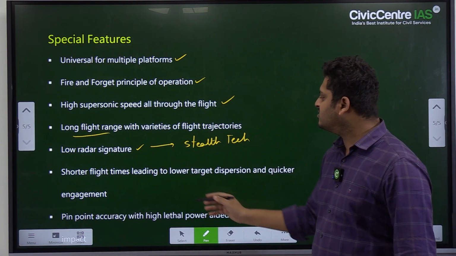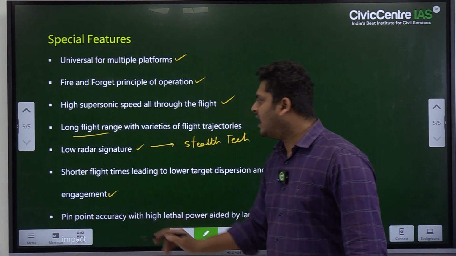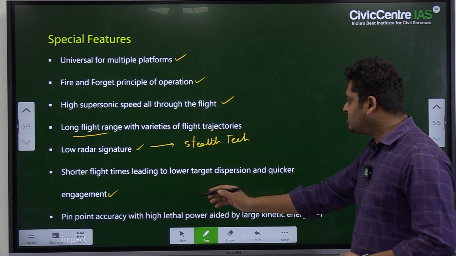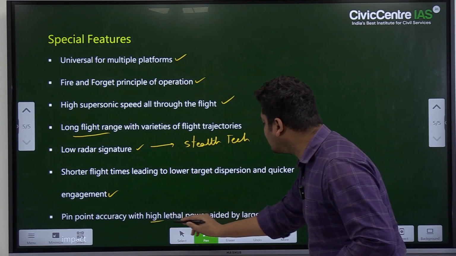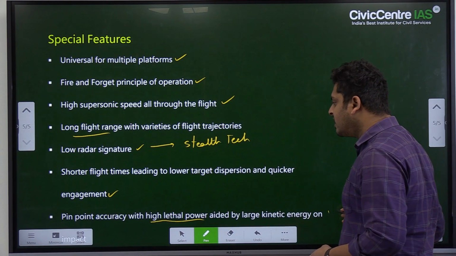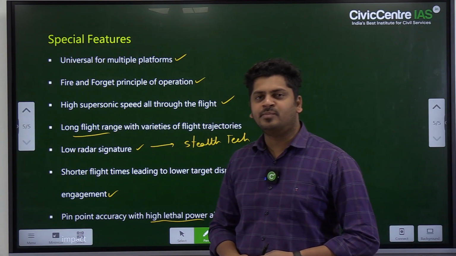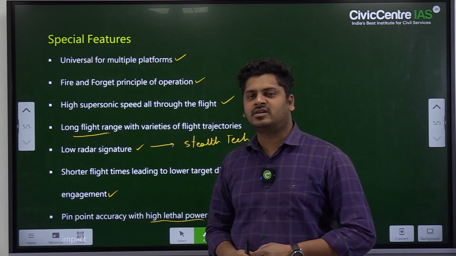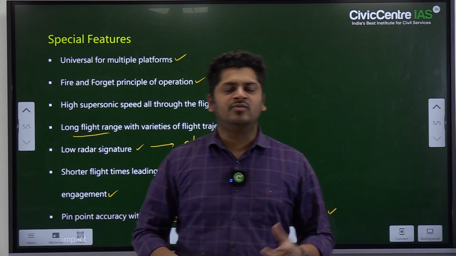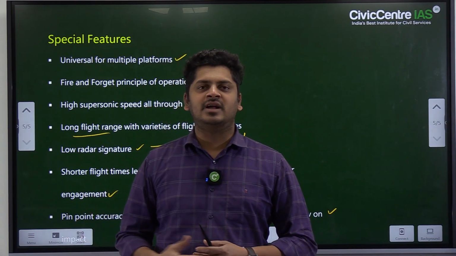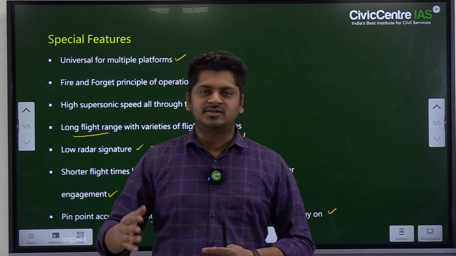Also it has shorter flight times leading to lower target dispersion and quicker engagement. And lastly, pinpoint accuracy with high lethal power aided by large kinetic energy on the impact on its target. So in this video, we have seen about the BrahMos missile, its special features and also its significant features.